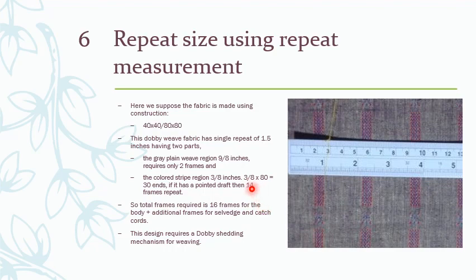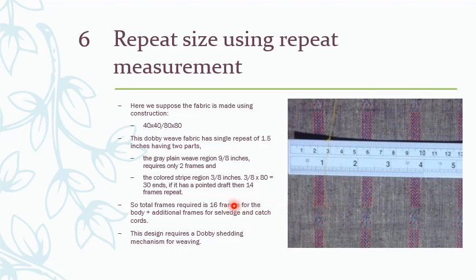So this 14 frames over here and 2 frames for the plain, we need 16 plus frames. Plus means the 16 frames for the body weave, and maybe other frames for the selvage or false selvage requirements. So again, for this fabric we require 16 plus frames. That is only possible with Dobby weaving, the Dobby shedding system. But this design does not need to be produced on Jacquard.